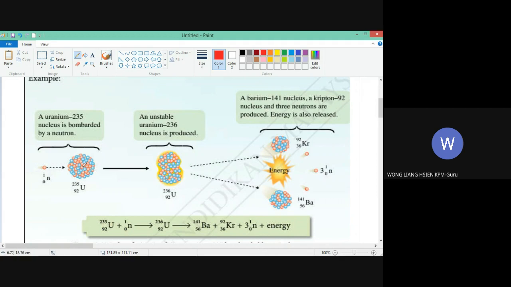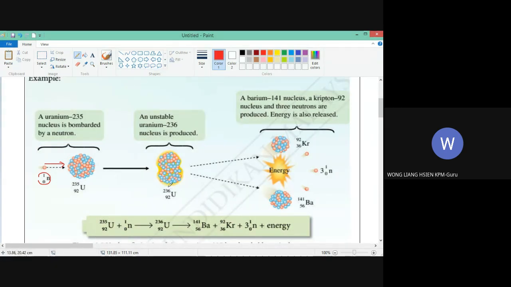In order to make it split, we need to make it become very, very unstable. This uranium-235 is already very unstable. But if we want the uranium-235 to undergo fission, that means we want it to split right now. Then we shoot one neutron into the uranium-235. When the neutron is absorbed by the uranium-235, it will become uranium-236.